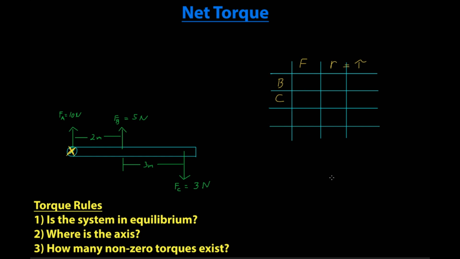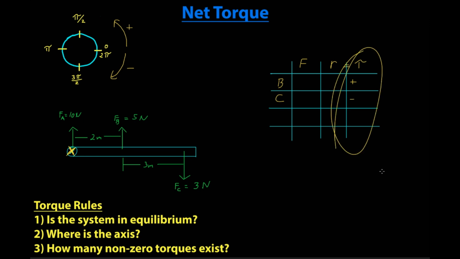Now, before I do anything else, I want to look at this column and ask myself, are these torques that I just found positive or negative? As a reminder, you are following the unit circle, where counterclockwise is positive and clockwise is negative. Taking a look at B, B would swing around this axis counterclockwise. Therefore, B would be a positive torque. C would swing this clockwise. Therefore, C is going to be a negative torque.